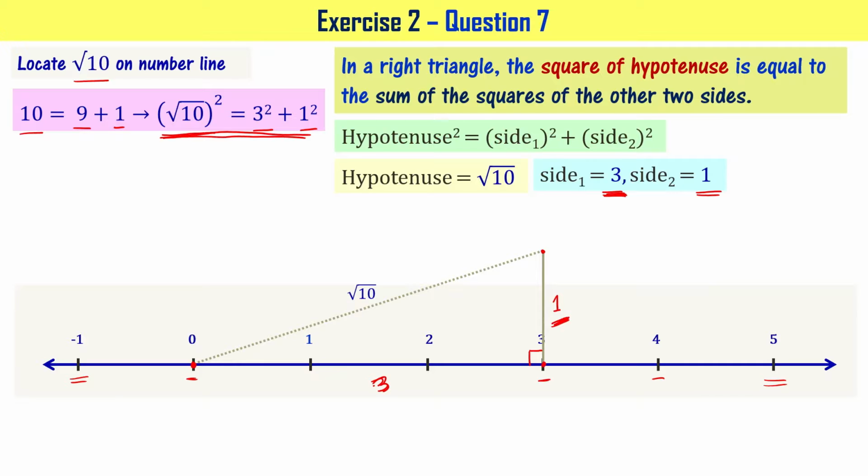But till now, even though we know the length of root 10, we have not marked that on the number line, right? For that, what I'm going to do is consider 0 as the center of the circle and this particular point as the radius of the circle, meaning root 10 is the radius of the circle.